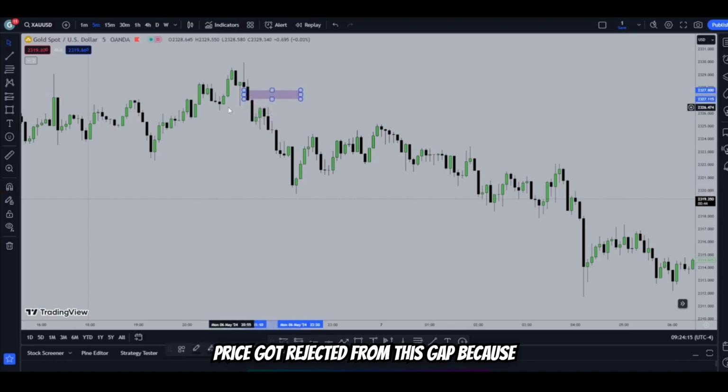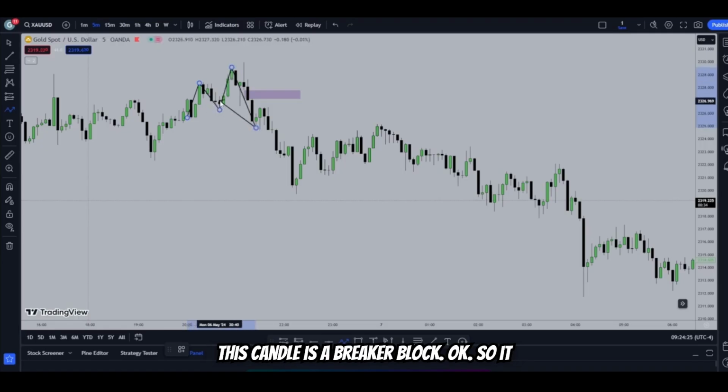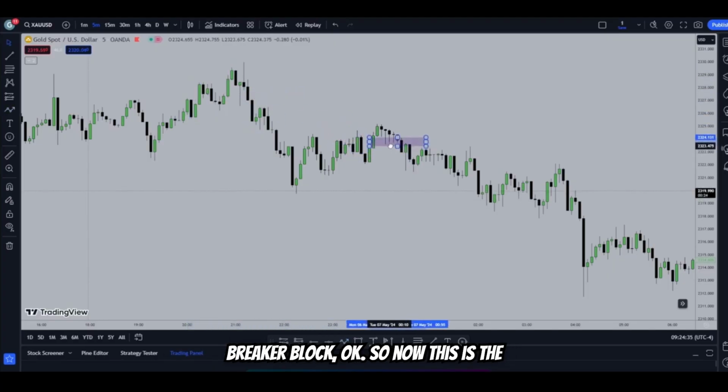But the thing is, price got rejected from this gap because there was a breaker block over here. As you can see, price went up, down, up, and then it goes down. So this candle is a breaker block, and price rejected from this breaker block. Now this is the fair value gap, but this fair value gap doesn't work because you're against the bias.